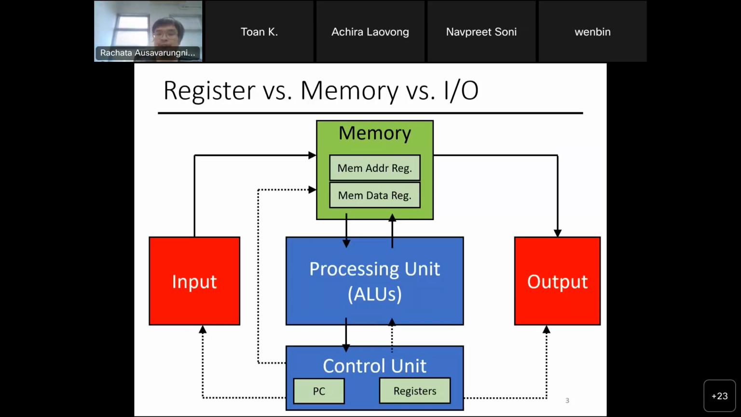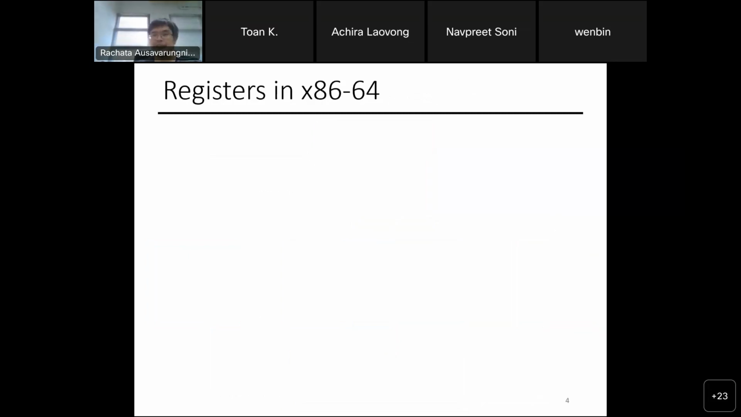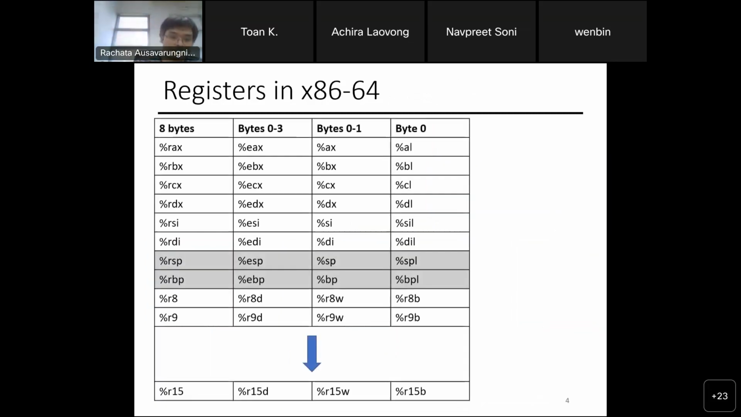Everything in blue here is part of the CPU, including the memory address and memory data registers. Those are inside the CPU, and it controls everything else. Think of it as a mastermind that controls everything, and it allows you to interact, move the data around, and process the data. So let's expand into the registers in the x86-64. These are your Intel and AMD CPUs.